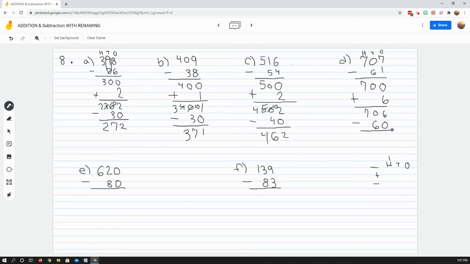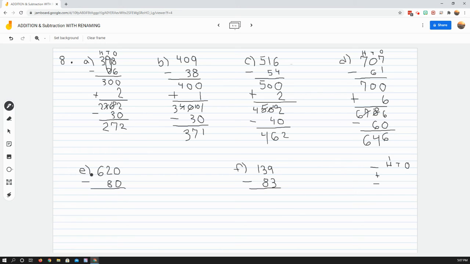And now I get to subtract. 6 minus 0, it's still 6. I can't subtract 6 from a 0, so I'm going to go to my hundreds place. He's no longer going to have 7. He's going to have 6. And that 10 is going to go to this guy. He's no longer going to have 0. He's going to have 10. So if I have 10 and I take away 6, I'm going to be left with 4. And then I drop that 6. So the answer is 646.